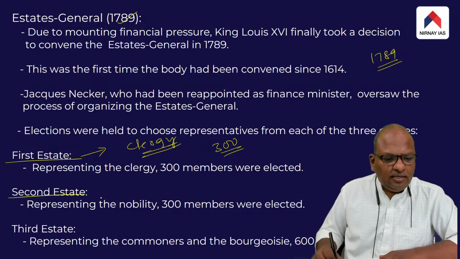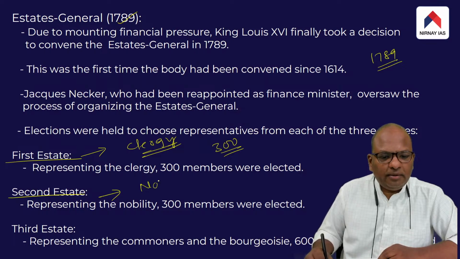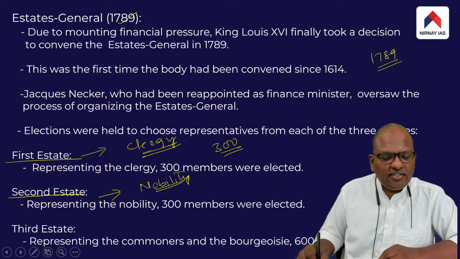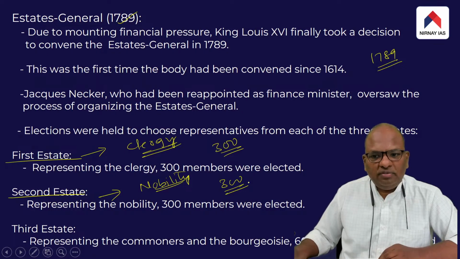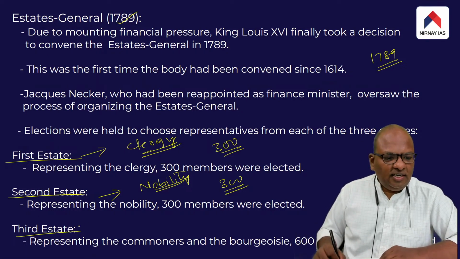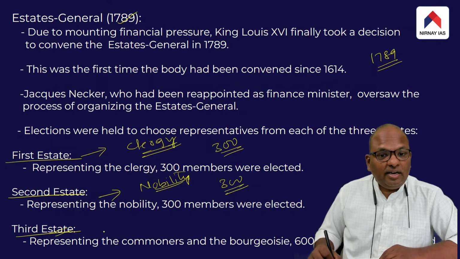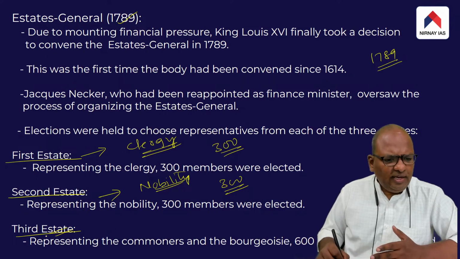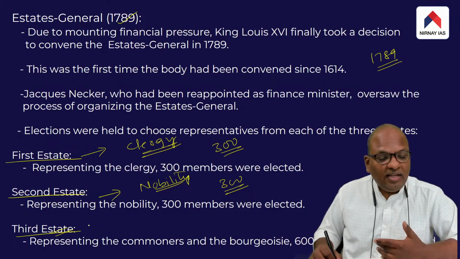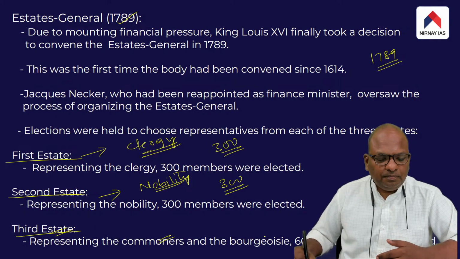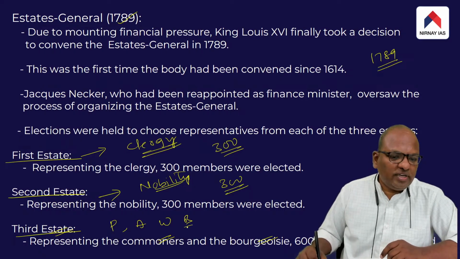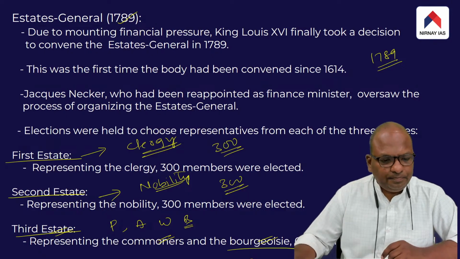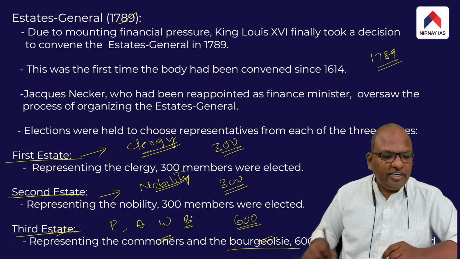The second estate contained the representatives of the nobility. Another 300 members were elected as members of the second estate. And the third estate contained representatives of the commoners and the bourgeoisie. So basically, the third estate comprised representatives of the peasants, the artisans, the workers, the bourgeoisie, etc. Bourgeoisie is basically the middle class. And 600 members were elected as representatives of the third estate.